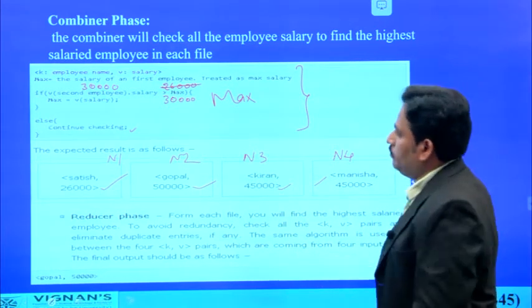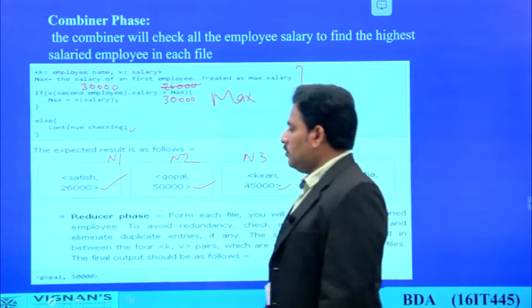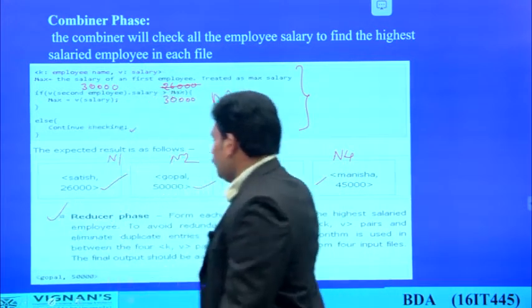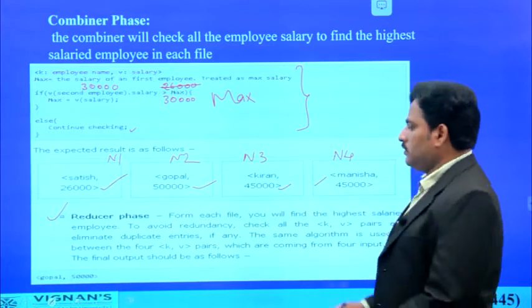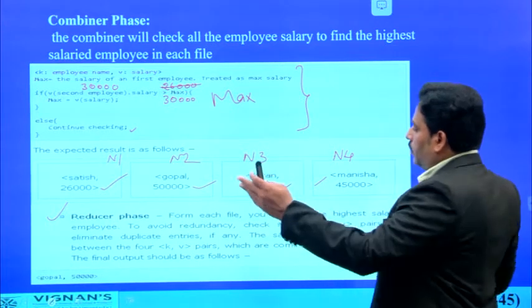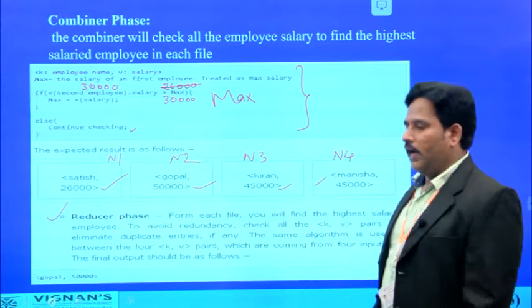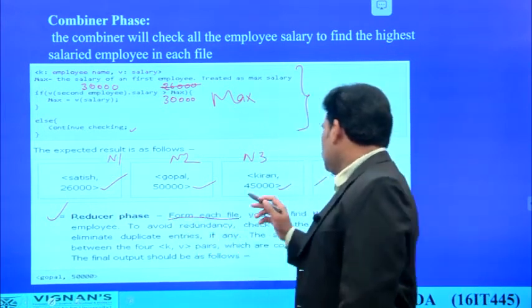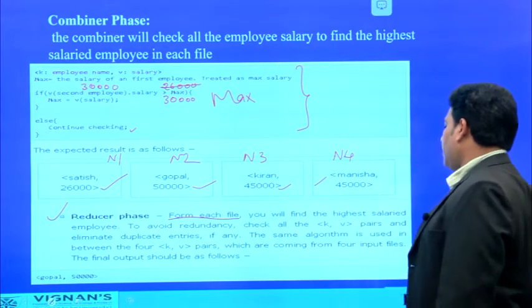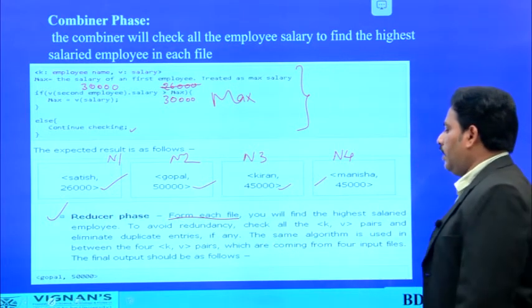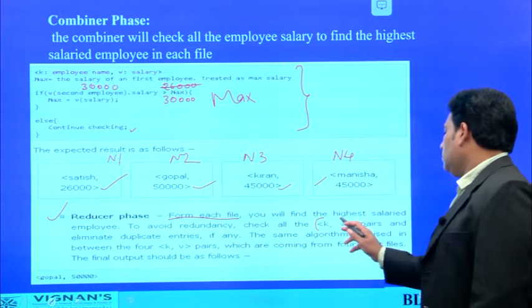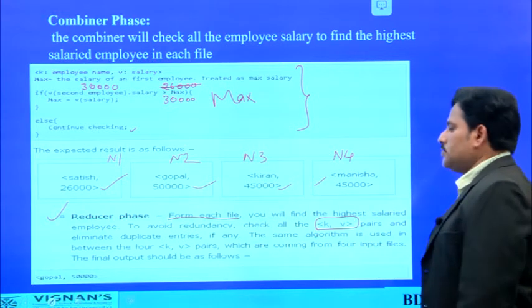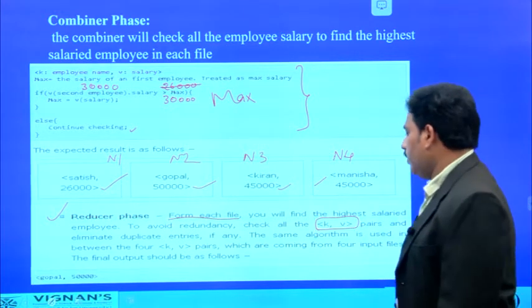After completion of the combiner phase, we are going to apply the reducer phase. What will this reducer phase do? It will combine all the 4 records based on the requirement. From each file, you will find the highest salaried employee. To avoid redundancy, check all the key value pairs and eliminate duplicate entries, if any.